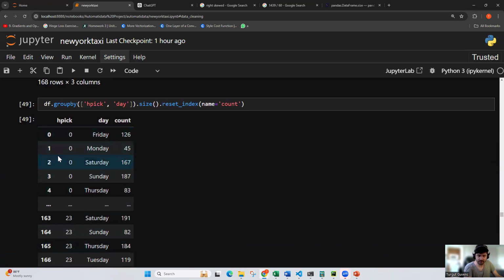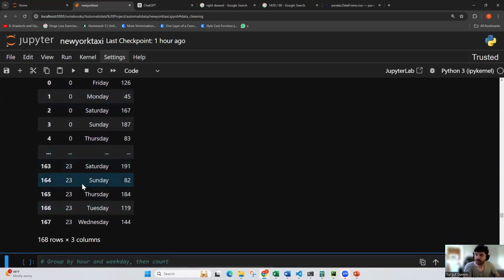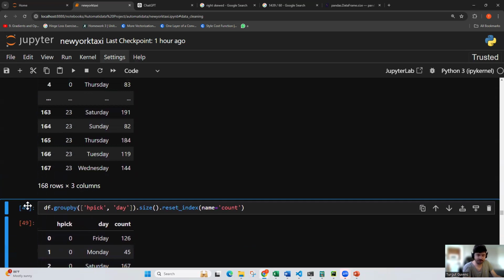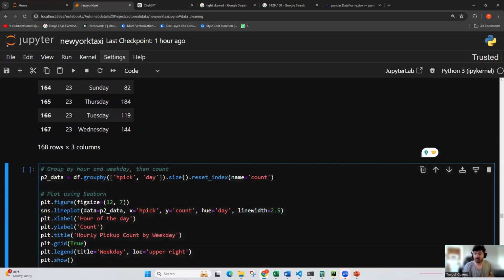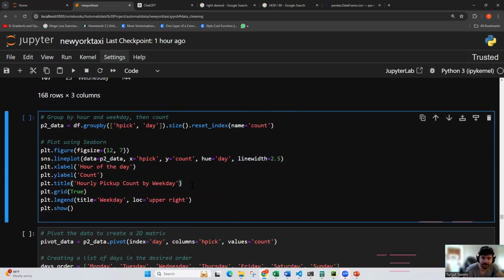Okay, see, this is our pick. This is Friday. This is Monday. This is Monday. Then for 23, right? Just counting for each of them by grouping by each hour. Hour 0, Monday, count them. Get the size, counting it, as I showed before. Okay, so we are going to make a visualization.